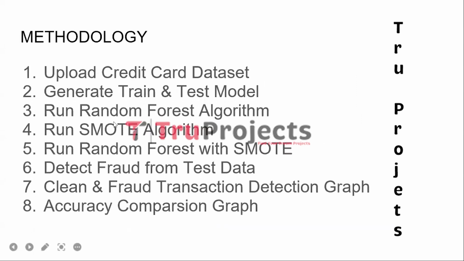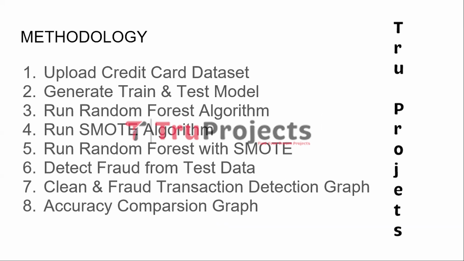These are the modules that are implemented to build this project. The first module is upload the credit card dataset. This module involves uploading the credit card dataset, which is obtained from the Kaggle website. The dataset contains information about credit card transactions, including various features and corresponding class labels indicating whether a transaction is normal or fraudulent.